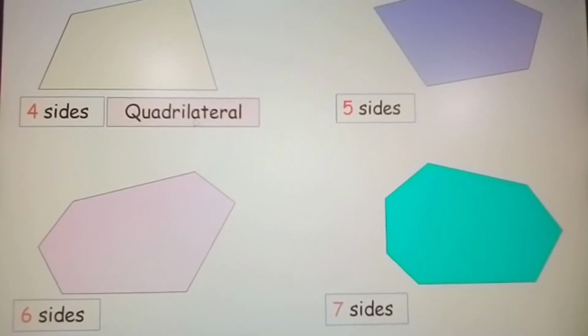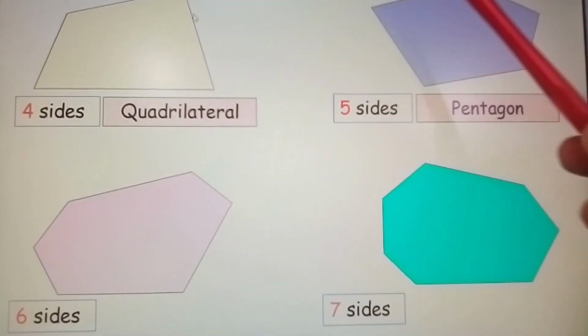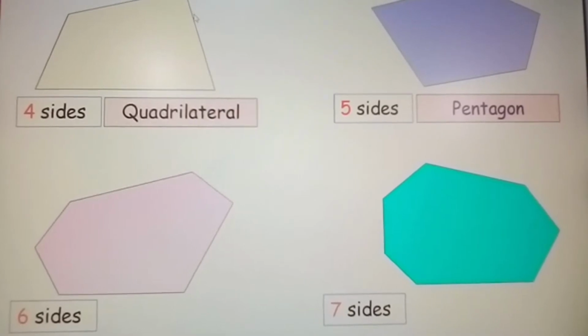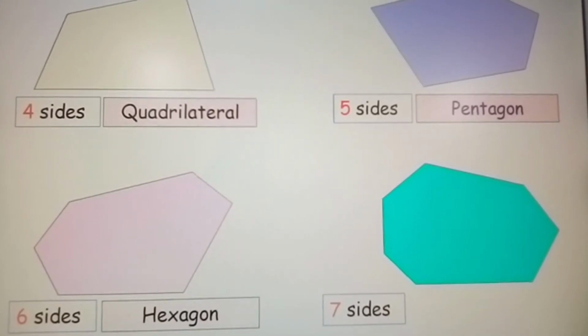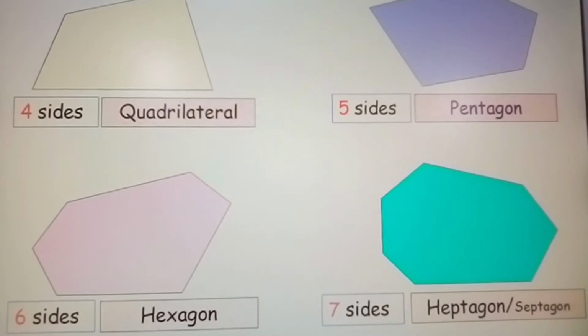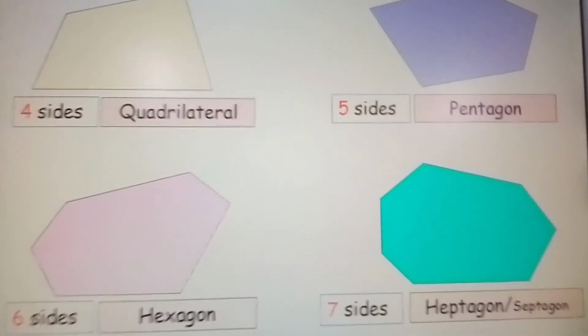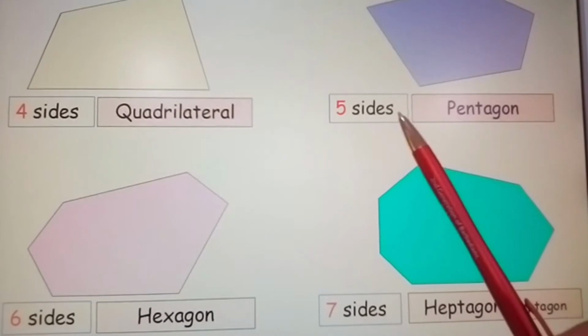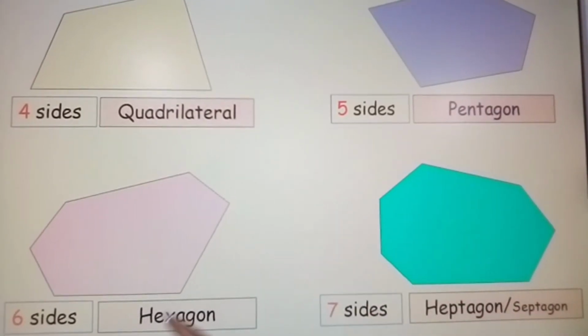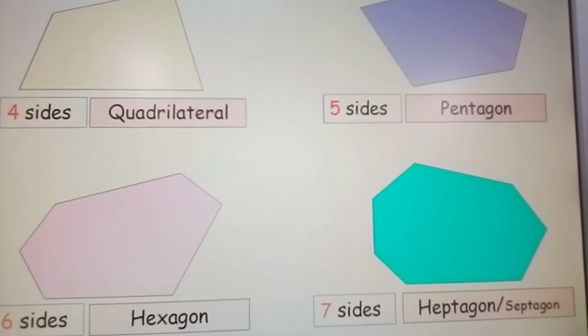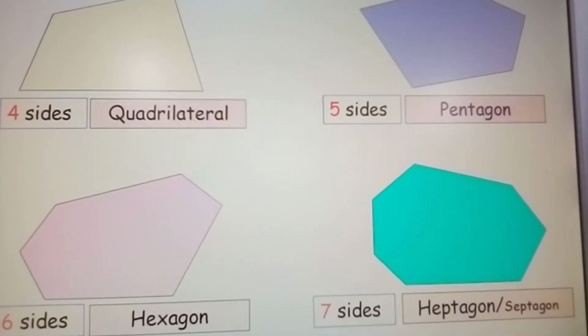Now this is a quadrilateral. This is a pentagon, but the main heading here still refers to interior angles of polygons. They're still a type of polygon in one form or another. Then the hexagon and heptagon, or septagon. So we have a quadrilateral with 4 sides, a pentagon with 5 sides, a hexagon with 6 sides, and a heptagon or septagon with 7 sides.